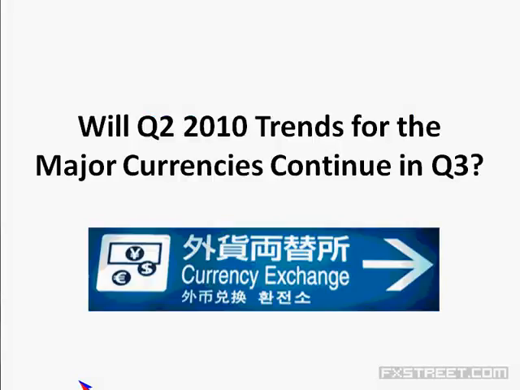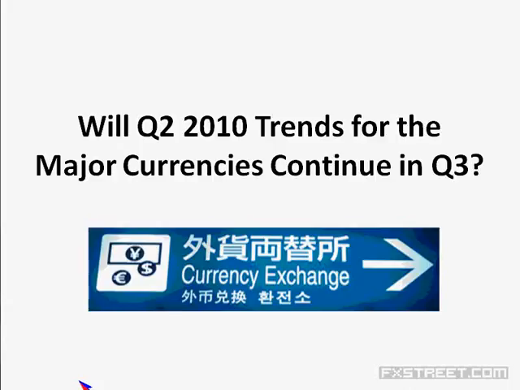What we're going to do today is take a look at some of the trends that have been very strong in the second quarter of 2010 and find out what the third quarter may have in store for us. And the big question, once as traders we've been able to distinguish and recognize trends, is whether or not these trends will continue or reverse at some point.